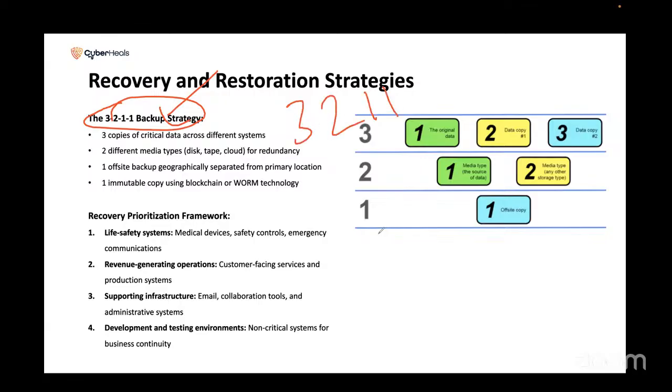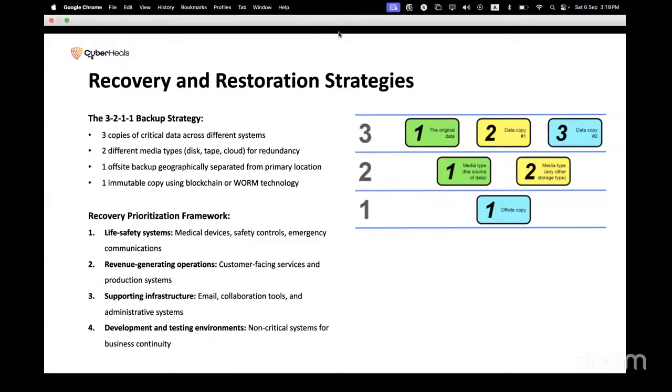a 3-2-1-1 backup strategy. One original data, two backup copies, three data copies, two media types, one offsite copy. It means the site cannot be reached because it doesn't have any internet. So always prioritize the environments: life safety systems first, recovery, revenue generating, third supporting, fourth development and testing. Split those environments. Does it make sense for you now?